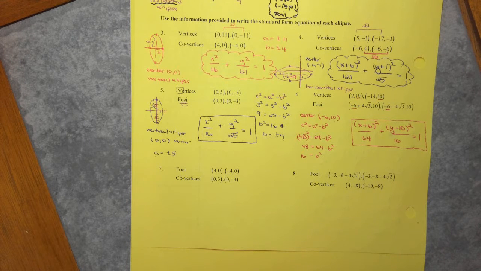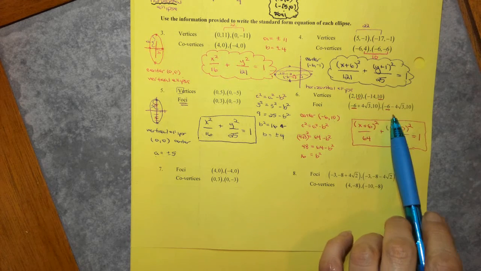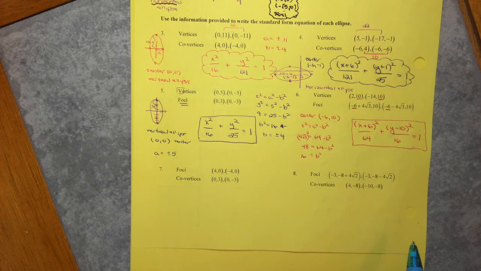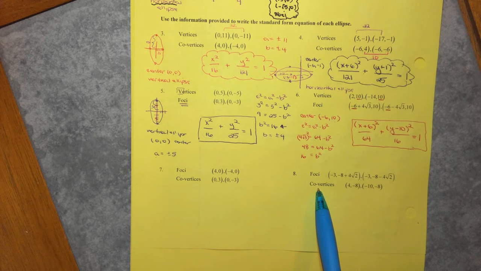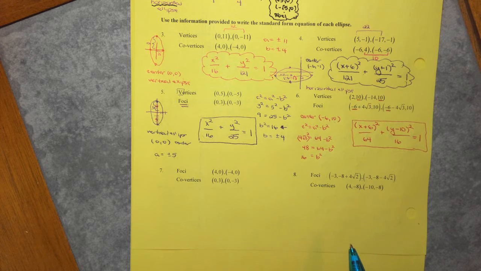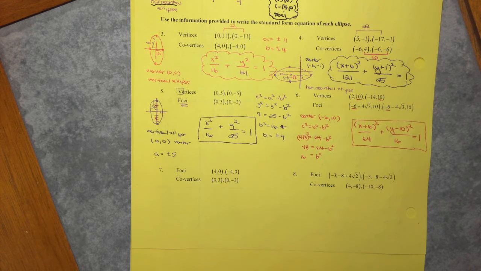Alright, I'm going to do one final example for you today, and that's example 8. I chose that one because it's another one that has that scary looking square root. This time it's a 4 root 2. Plus it's a problem that uses foci and covertices, and we haven't done any that involved that combination of information to begin with. So I thought it'd be a nice one to wrap up our examples for the day.